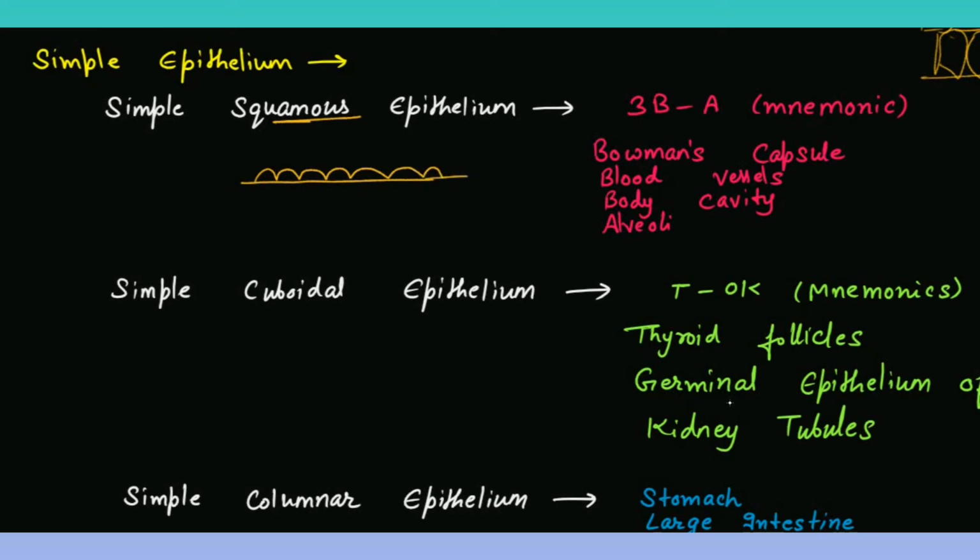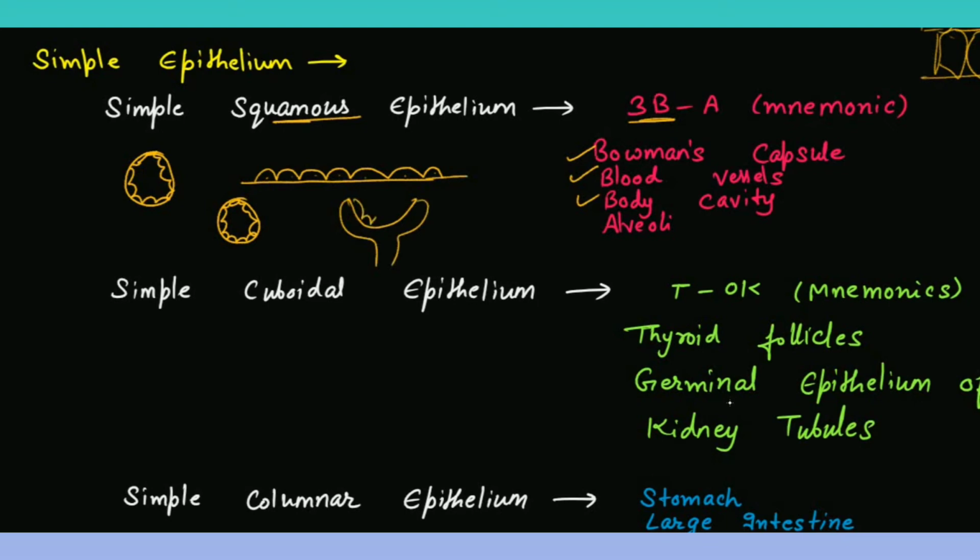Where are they present? They are present in the 3 B's: Bowman's capsules, blood vessels and the body cavities. If you need to line a body cavity or the lining of blood vessels, who will come? Simple squamous epithelium. If you need any body cavity lining, who will come? Simple squamous epithelium.